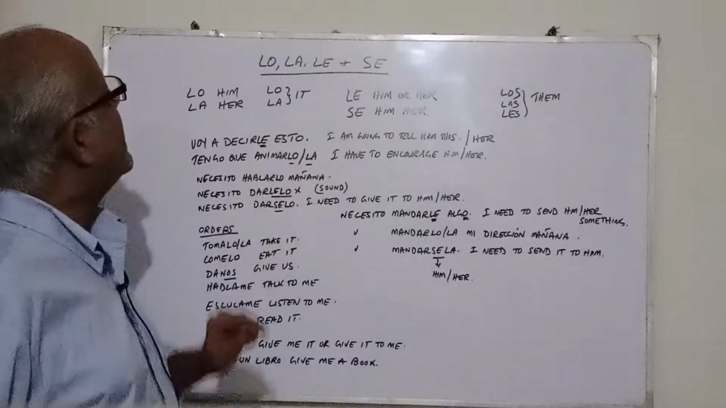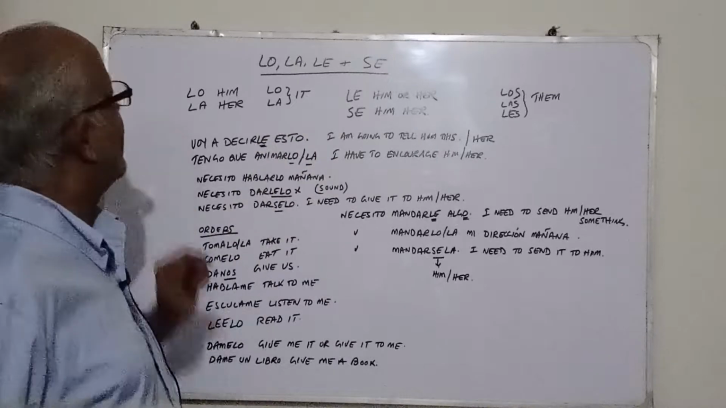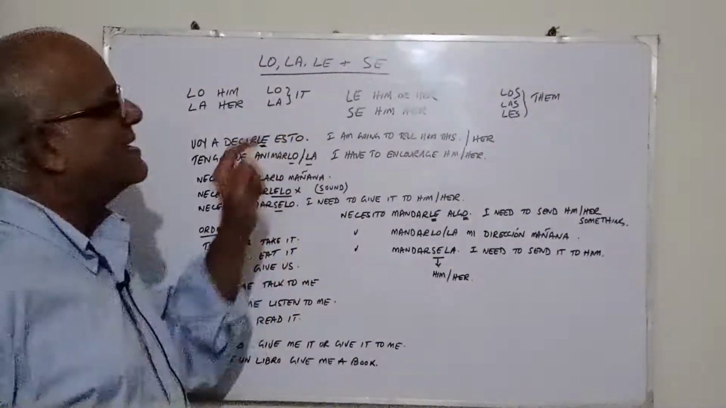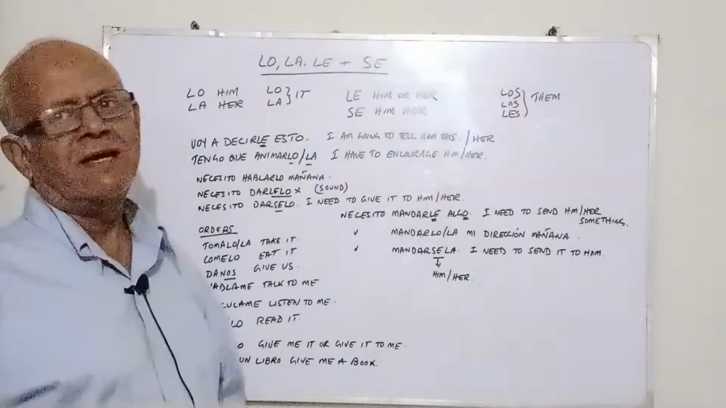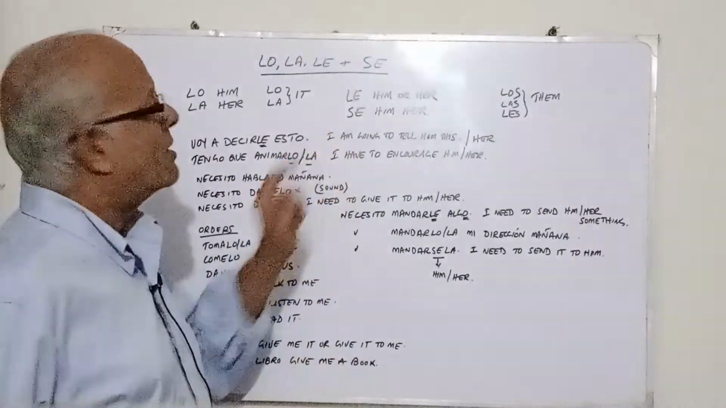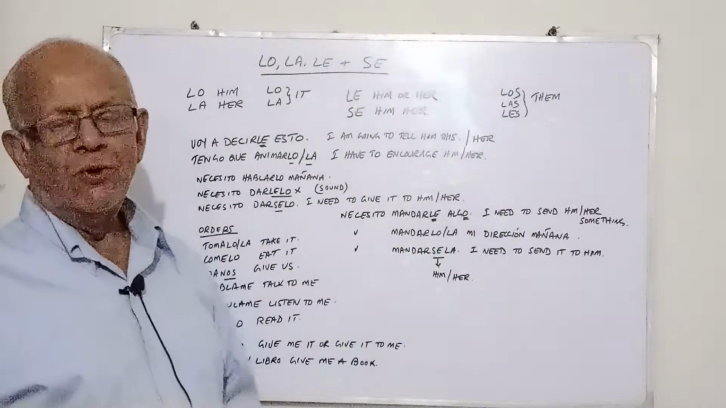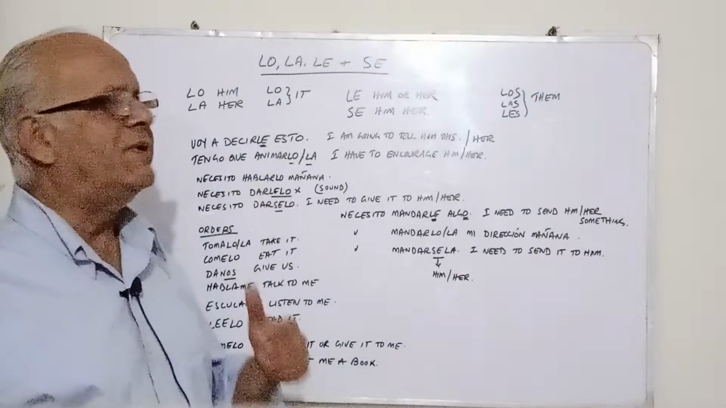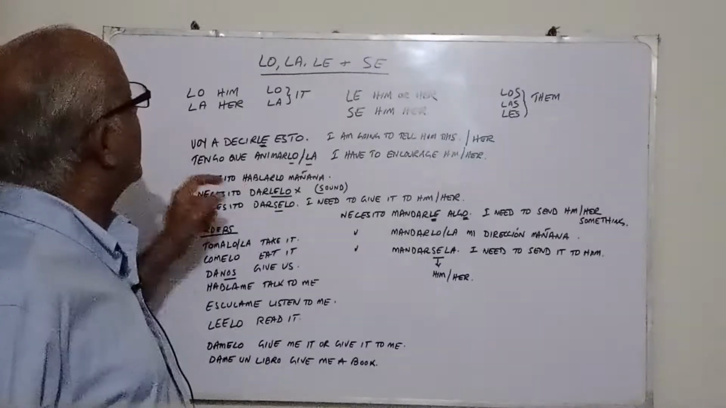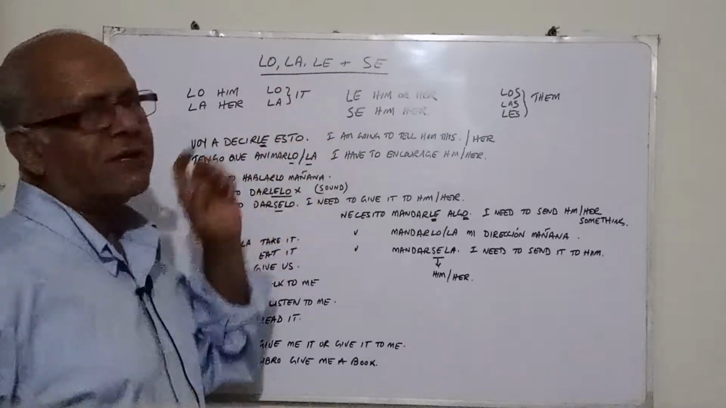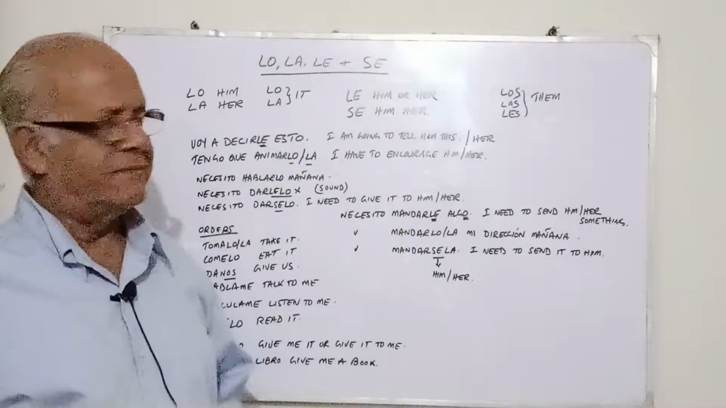Then what does le mean? If lo and la mean him or her, what does le mean? Le also means him or her. And then what does se mean? Se can also mean him or her. Now how and when do we use lo or la or le or se to say him or her?